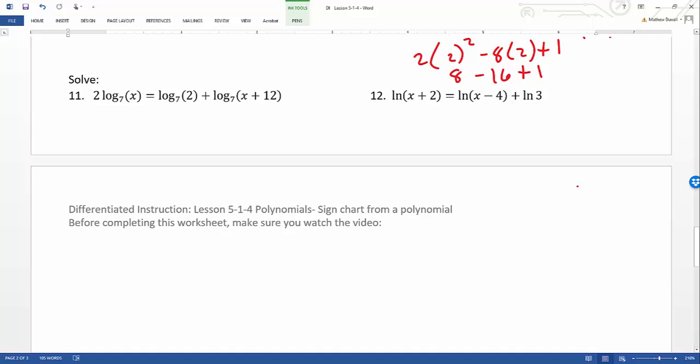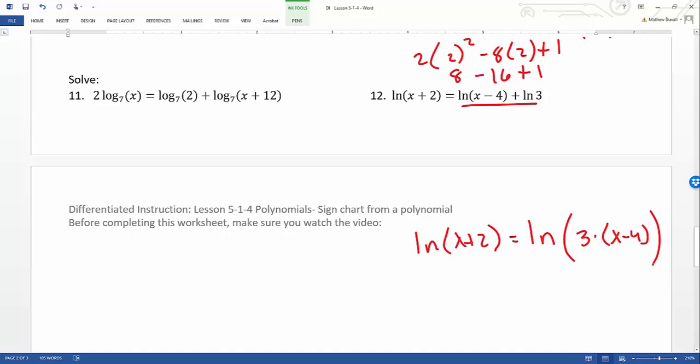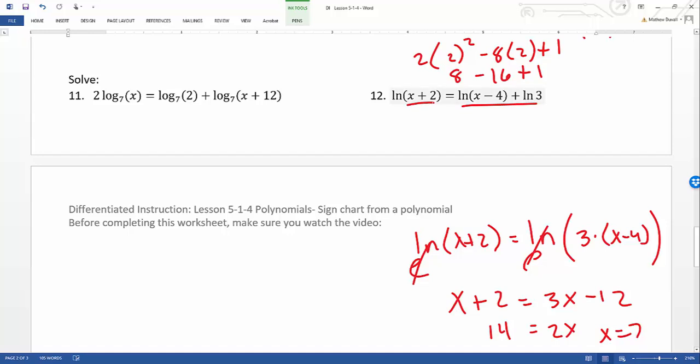And then for solving these logs, remember we need to condense it. So I can condense this. I'm going to get ln of x plus 2 equals ln of 3 times x minus 4, because it's plus, it means those factors multiply. So base e will cancel these out. So I get x plus 2 equals 3x minus 12. Now you can just solve for x. So add 12, you're going to get 14. Subtract x, you're going to get 2x. So x equals 7. Plug it back in. Yes, no negative. Yes, no negative. And so I get my x equals 7.